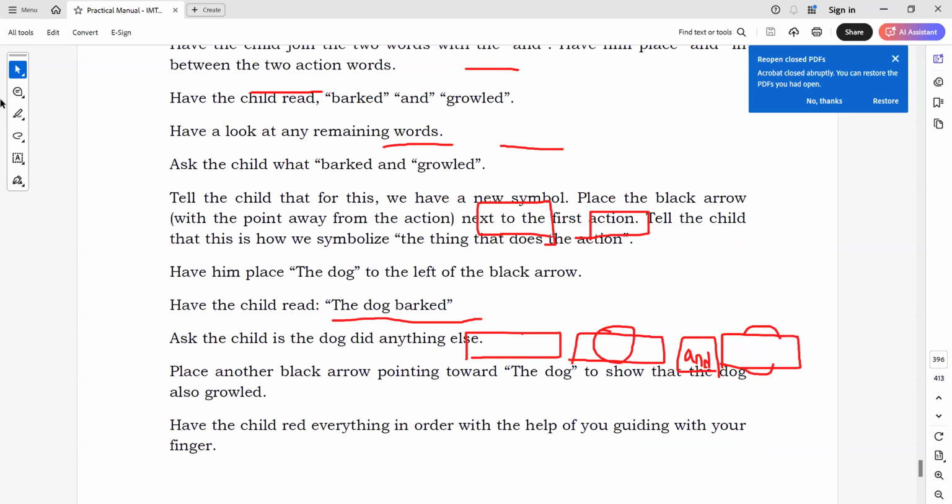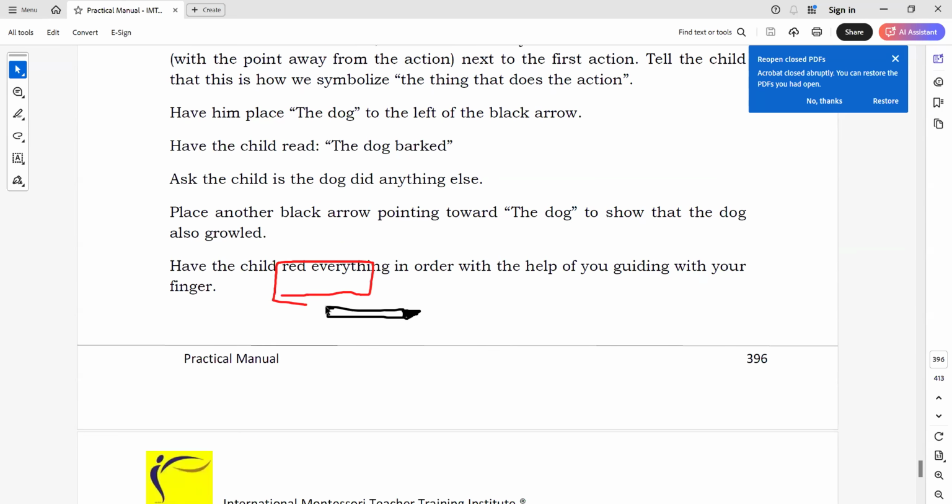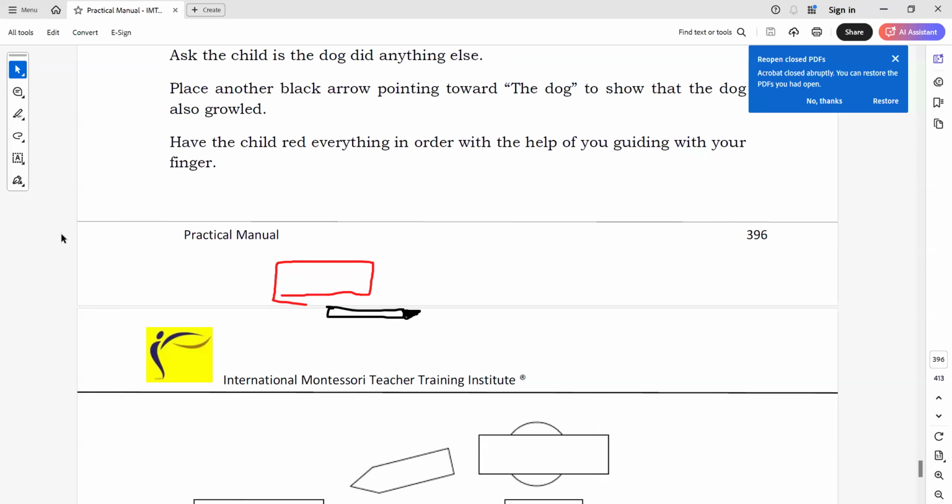Now, the next thing that we have to work on is the questions. How did it do, or who barked? This is another thing that we are going to be adding: a black arrow pointing to the dog. Whenever I ask questions, like who, why, when, what, and all of that, we're going to be using an arrow symbol. Now, how do we put that into the question?